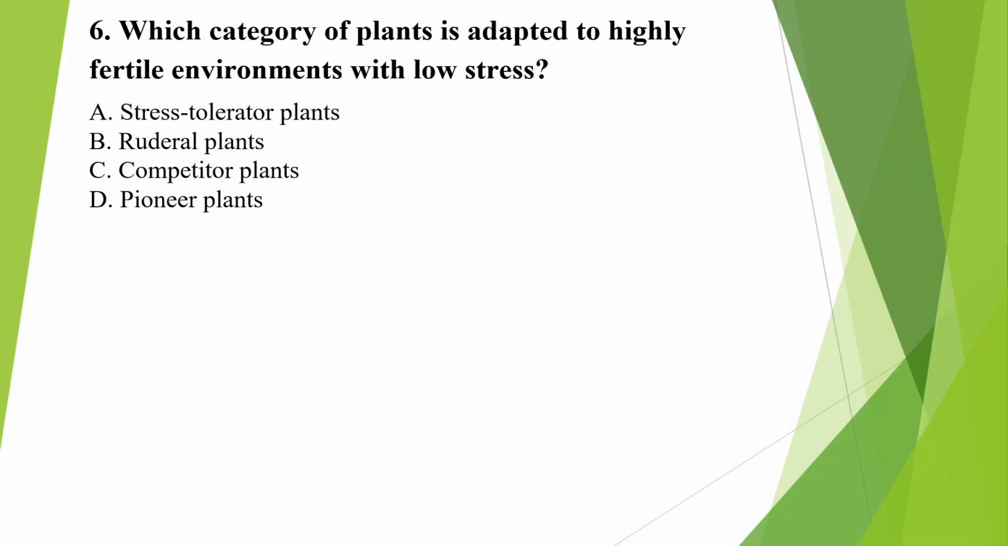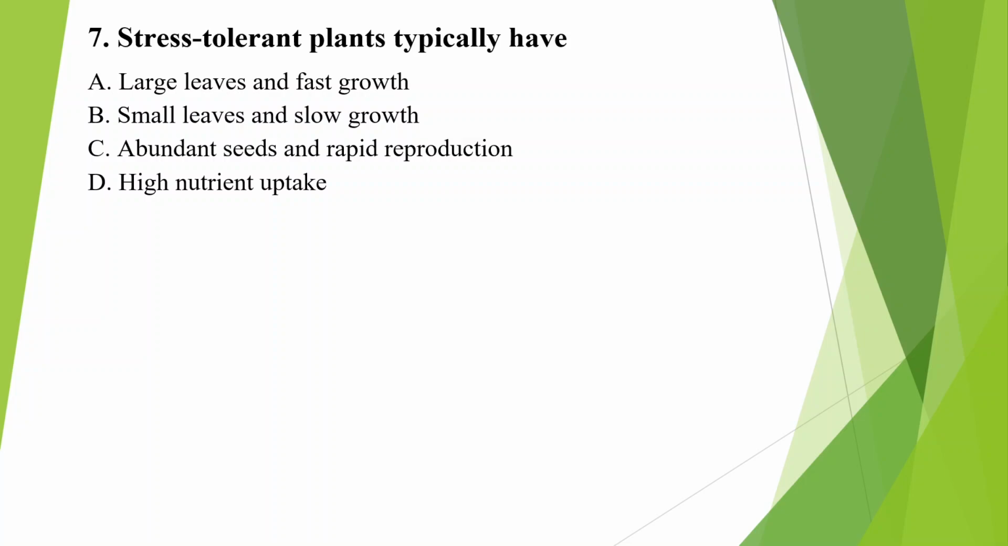So the behavior of competitor plant, which I have discussed just now, completely matches with the behavior that has been discussed in the question. That's why out of the four options, C was the most appropriate answer, and many of you have opted for the correct answer as well. So it's competitor plants for this question number 6. Let's move to the seventh question then.